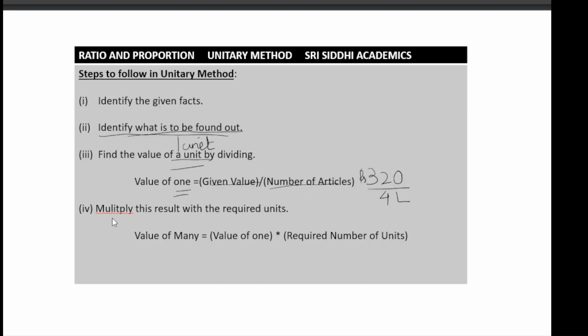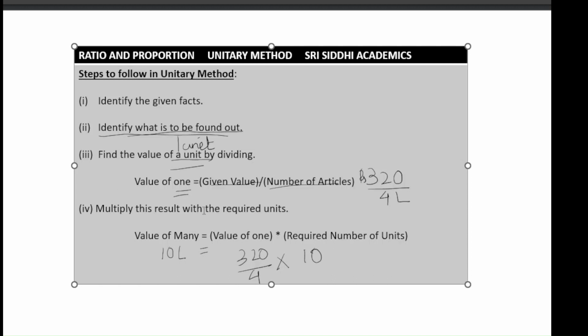Now what is the last step? Multiply this result with the required units. When we were asked to find the cost of 10 liters of petrol, what did we do? We multiplied the cost of 1 liter of petrol, 320 divided by 4, with the required number of units. What is the required number of units? 10 liters. So this is how we found the value of many. Here the spelling of multiply is wrong, let me change it. So these are the steps that we need to follow to find results in the unitary method.